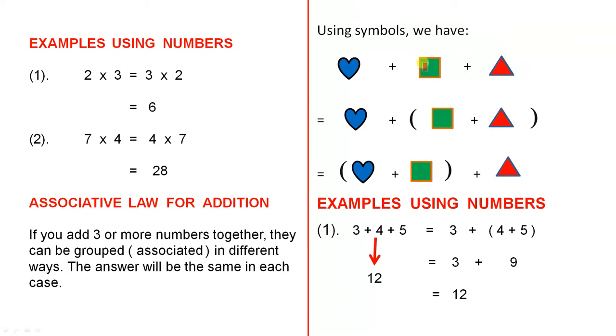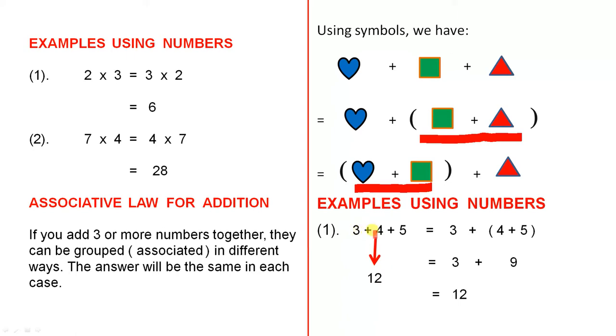Here are the symbols. If you're adding a heart, a square and a triangle, you'll get the same answer if you group the square and the triangle together and then you add the heart, or you might decide to group the heart and the square together and then add the triangle. Let's do some examples using numbers.